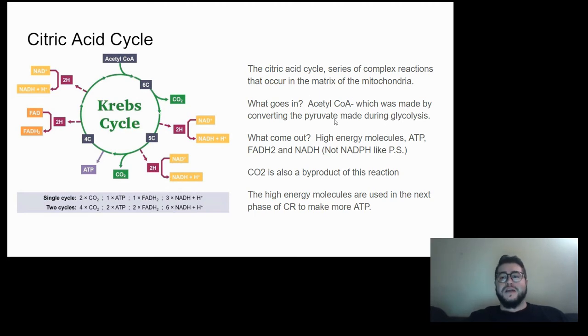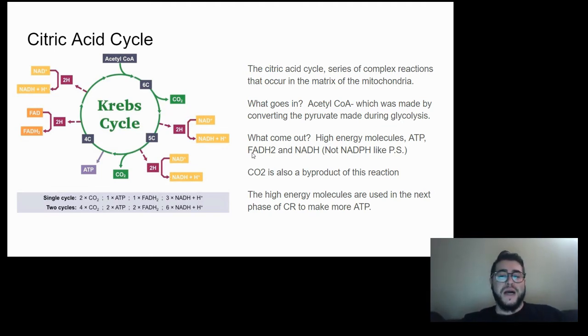What goes in is known as acetyl coenzyme A, which is what is made after converting that pyruvate molecule. You don't need to know how or why it's converted. But what comes out is important. What comes out is high energy molecules like ATP, and then FADH2 and NADH. These are the things we talked about just a few minutes ago. These FADH2 and NADH molecules carry electrons, carry energy to the last part of cellular respiration.